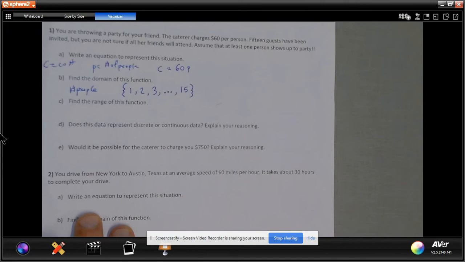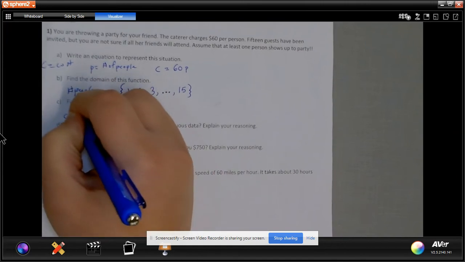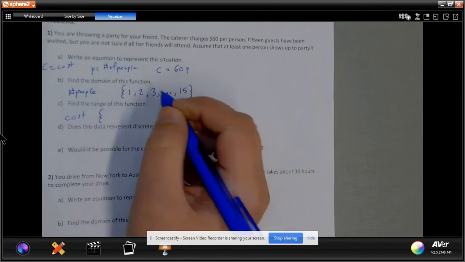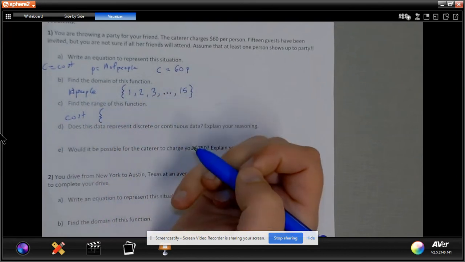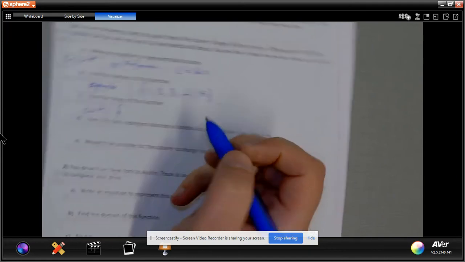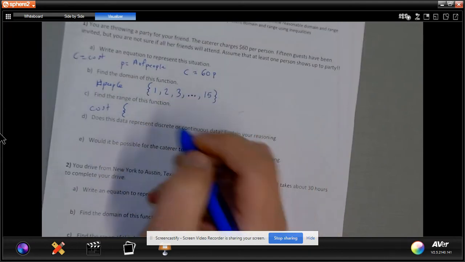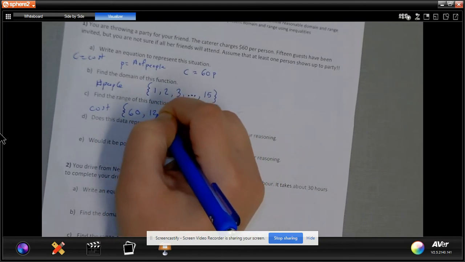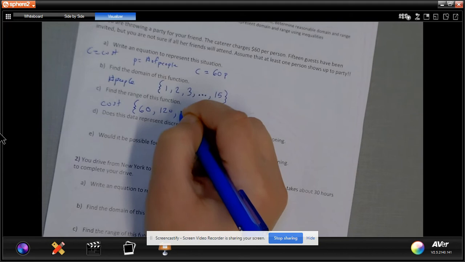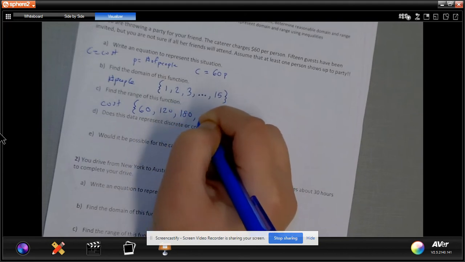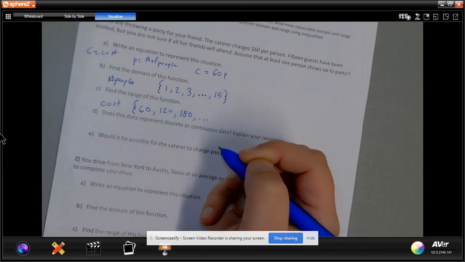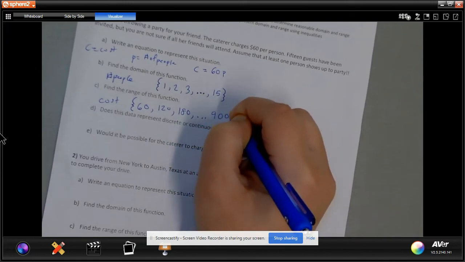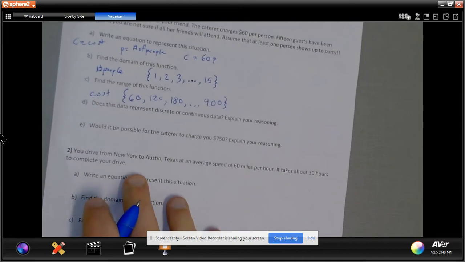Okay, then find the range of the function, which is going to represent the cost. The cost should represent how much it would cost for each number of people to come. So again, it's just individual prices. If one person comes, it's going to cost $60 because it's $60 per person. If two people come, it will be $120. If three people come, it will be $180, all the way up to if 15 people come, and 15 times 60 is $900. So 900 would be the highest value in the range.